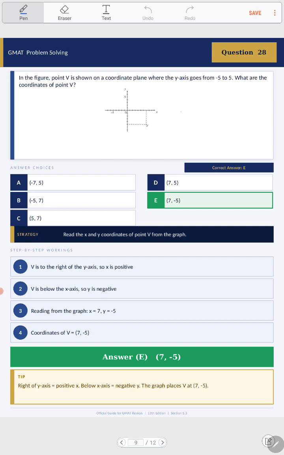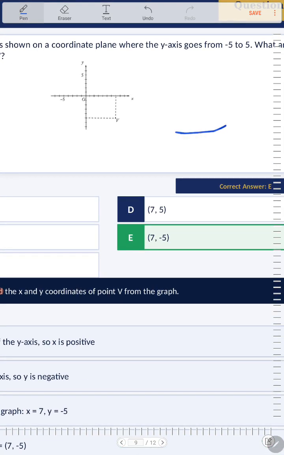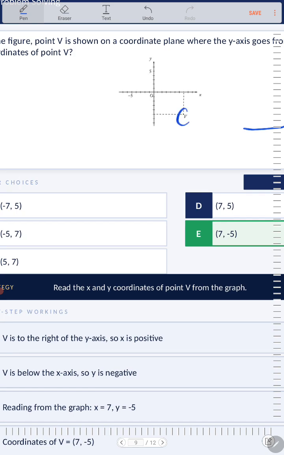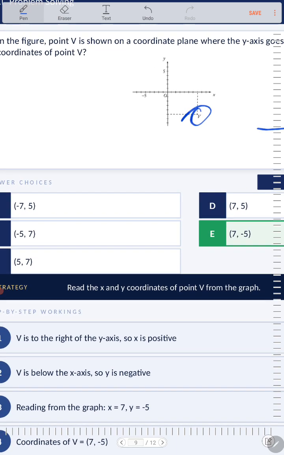Okay, so looking at this question, what are we looking for? We are looking for here. And how do we go about looking for here? What do you think? This place is y, this place is s. If you are looking at this particular point, s is positive and y is negative.